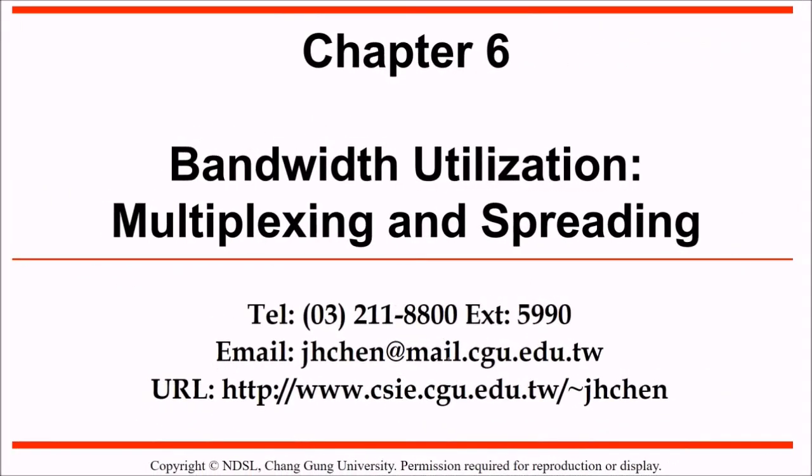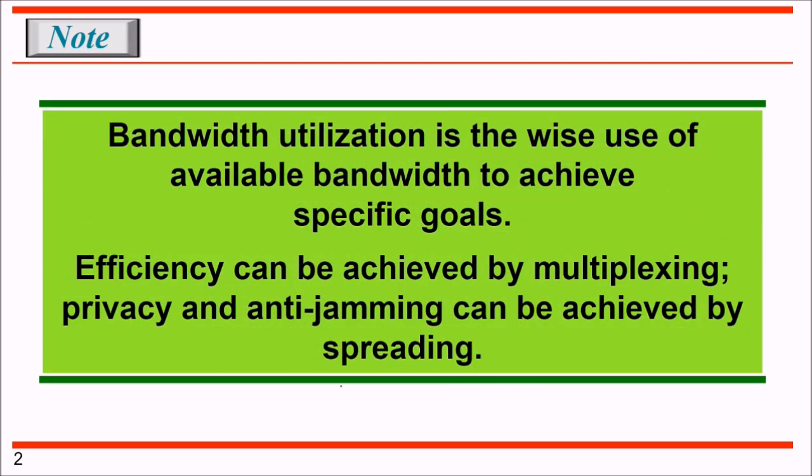Multiplexing and spreading: we are going to see bandwidth utilization today. Why do we require bandwidth utilization? Because bandwidth is limited. Bandwidth has to be used wisely. So bandwidth utilization is the wise use of available bandwidth to achieve specific goals. Then the next part will say efficiency, which can be achieved by multiplexing, and also privacy and anti-jamming, which can be achieved by spreading.